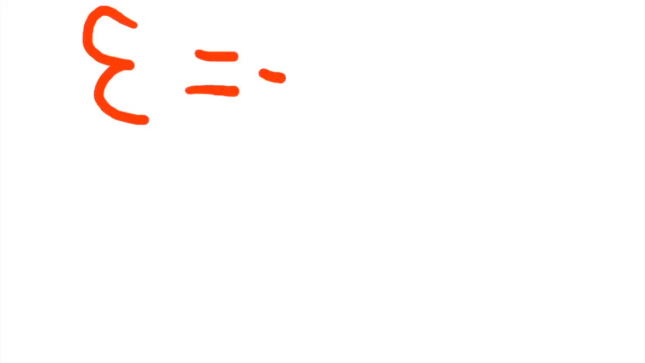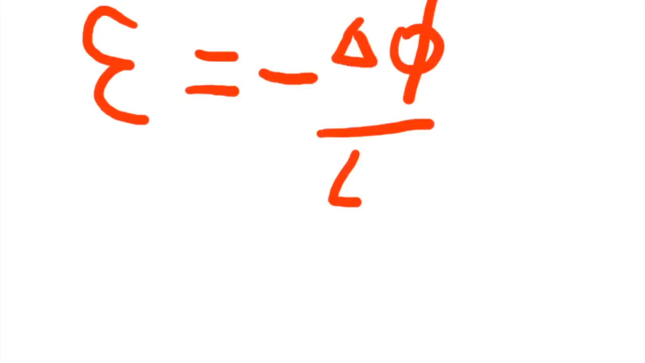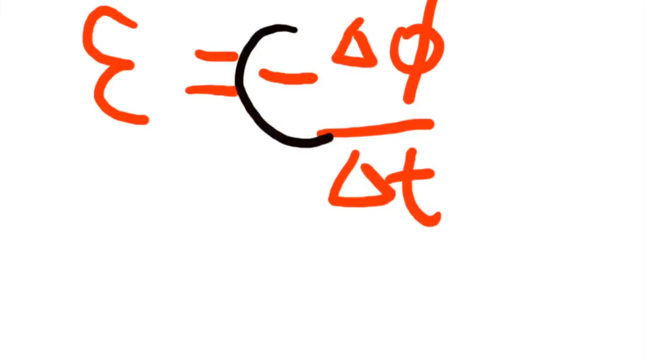The Faraday's and Lenz's law is EMF equals, and this is very important, negative the change in magnetic flux over the change in time. Both Lenz and Faraday contributed to this equation, and the Lenz contribution is the very important negative sign, and the rest comes from Faraday's.